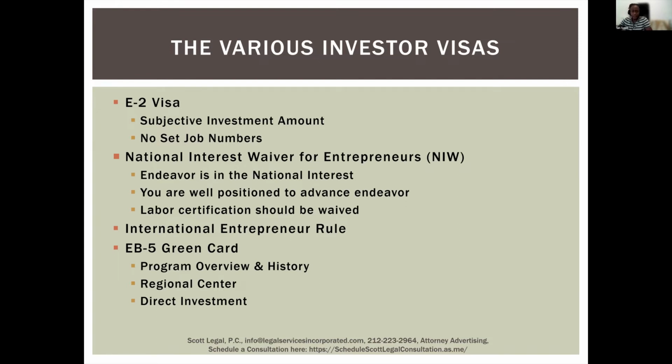The other investor visa that we see, and this is actually a green card, is called a national interest waiver under the EB-2 category. The requirements for this are based on a case called Dhanasar, and it really has 3 different requirements. The first requirement is that your endeavor has to be in the national interest. The second is that you have to be well positioned to advance the endeavor. And then there's a balancing test that looks at why the government should waive your labor certification.